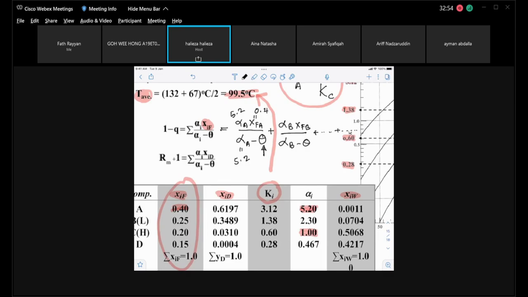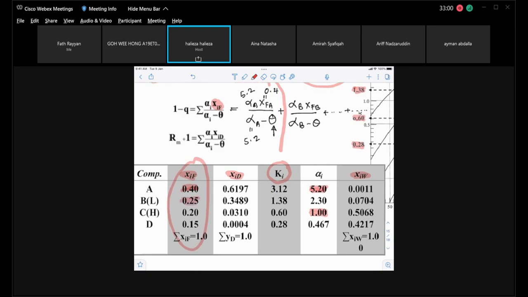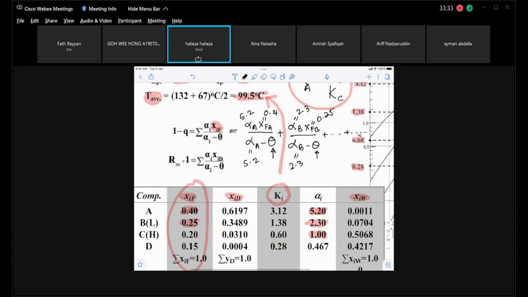I do the same thing for B. If I look at B, this is my feed composition of B, and this is my average alpha value for component B. So I'll just substitute that inside this equation. My alpha B is 2.3, and my feed composition for B is 0.25, which is the exact value given in the statement of the example. The 2.3 I got earlier after calculating it: after getting the K value, I calculated the alpha value. So again, the only unknown is theta. And you do this for the rest. The sum of your right-hand side should be equal to 1 minus Q.